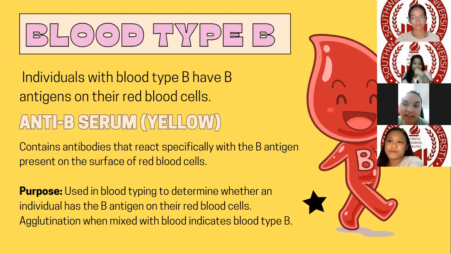Next is the blood type B. Blood type B is where individuals have the B antigen on their red blood cells. Anti-B serum, which is yellow, contains antibodies that react specifically with the B antigen present on the surface of red blood cells. The purpose in blood typing is to determine whether an individual has the B antigen on the red blood cells. Coagulation when mixed with blood indicates blood type B.